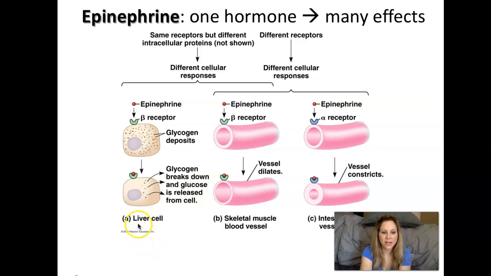I want you to notice that each one of these types of tissues has a different type of receptor. And depending on the type of receptor, you're going to get a different type of response. Depending on the transduction pathway, you're going to get a different type of response. So with epinephrine, which is a fight or flight hormone, it's going to be activated when you're in a situation like taking a test, which you're not having to do right now.